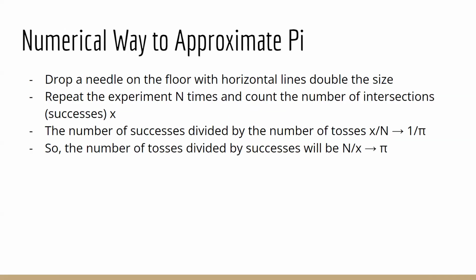So if you want to find pi, or approximate pi, the number of tosses divided by the number of successes will give you the value of pi. So when you have free time, go ahead and try this out.